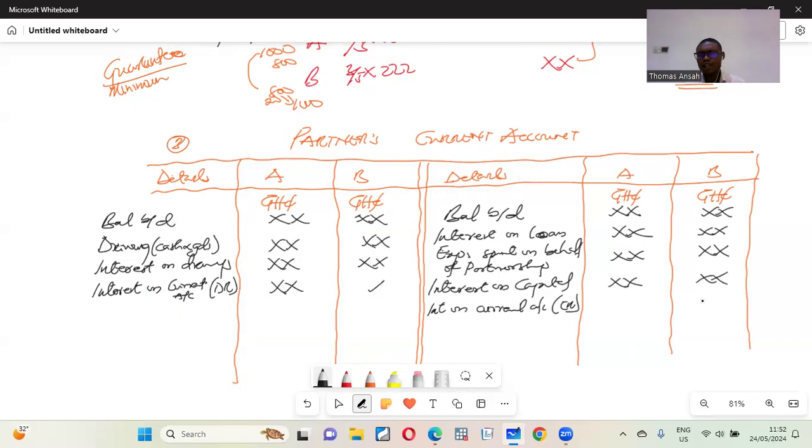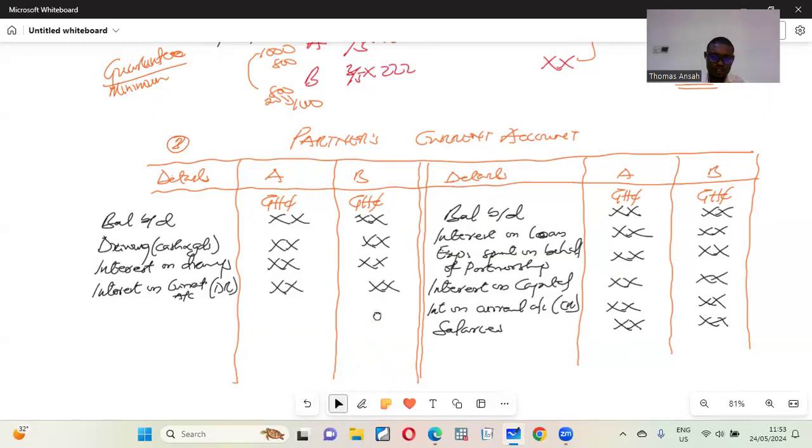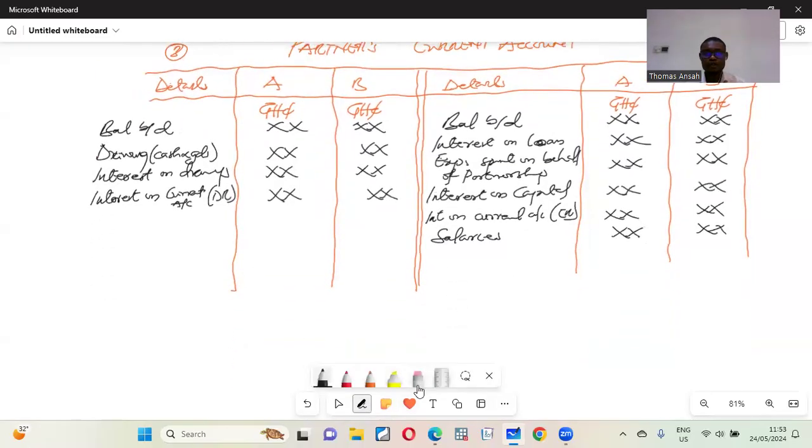All right. There is one last thing here to come. So we have salaries. After the salaries, there is something else, right? The share of profit or loss. So if it is a share of profit, then we will bring it here. Share of profit. You will bring what everybody gets. If it is a share of loss, all right, what everybody gets.